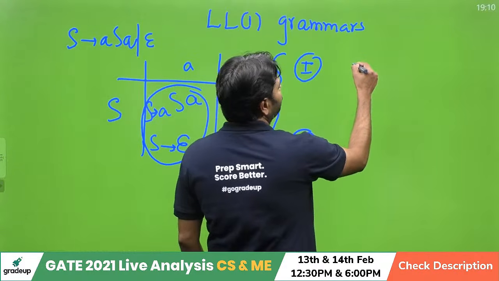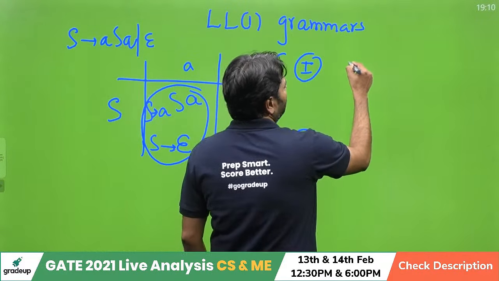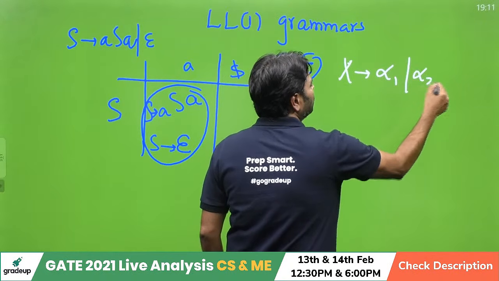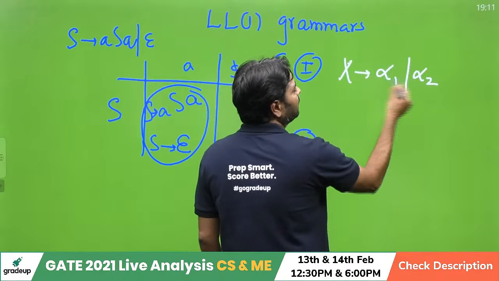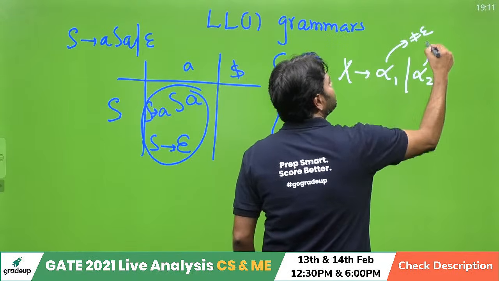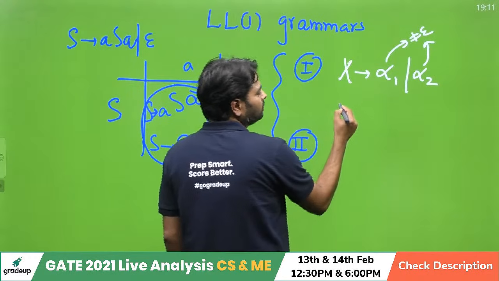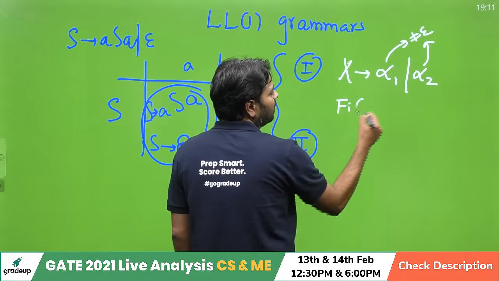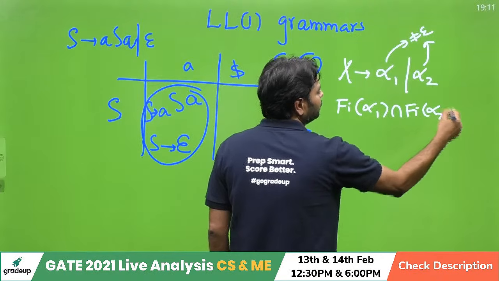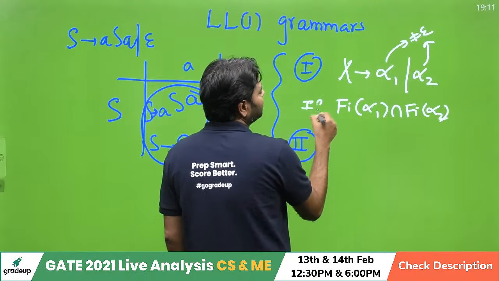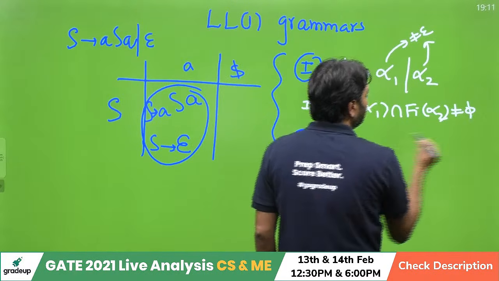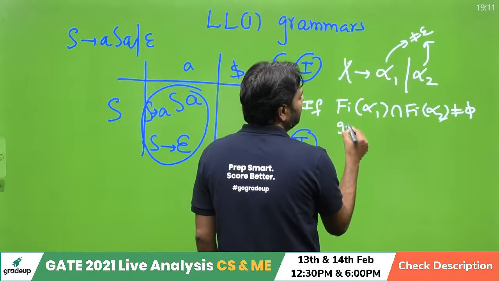Here, what do you do? First rule: X goes to alpha 1 or alpha 2. Just to compute, assume these 2 are not epsilons. Then what do you do? First of alpha 1 intersection first of alpha 2. In case you get not equal to phi, it means the given grammar is not LL1.